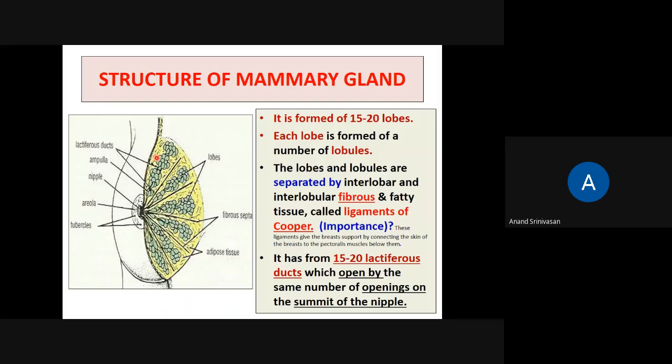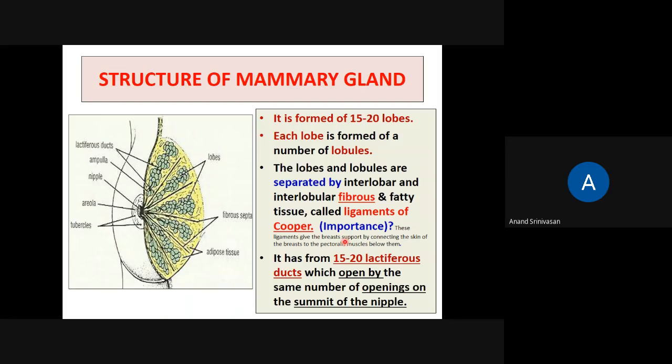As I said before, the breast is formed of around 15 to 20 lobes, and each lobe has tiny lobules. The lobes and lobules are separated from one another by fibrous tissue, which is called the ligaments of Cooper. I already told you the importance of it.